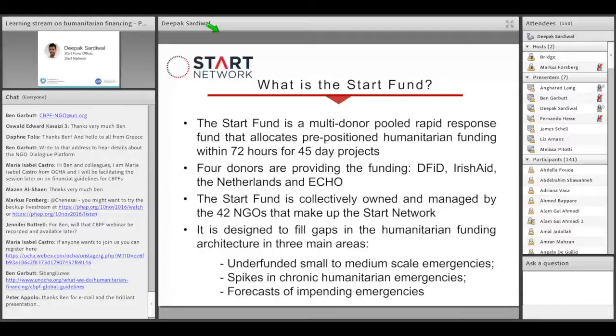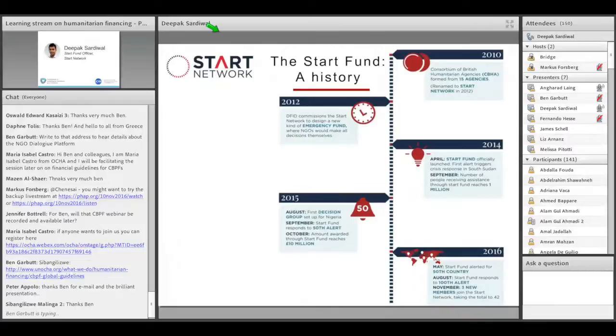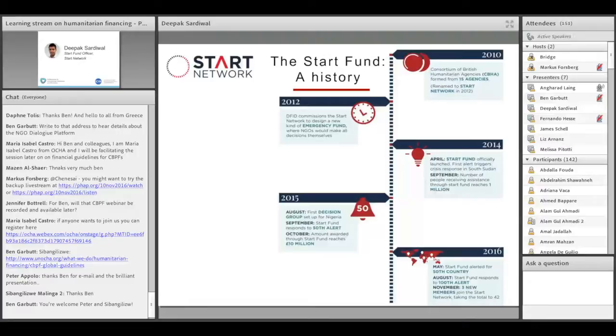Underfunded small to medium scale emergencies that often receive little funding. Spikes in chronic humanitarian emergencies, as all too often these situations do not receive attention or funding until many lives have already been lost. And the third type of crisis is forecasts of impending emergencies. This talks to the anticipation window, which aims to release funding in response to signals of a looming emergency to allow agencies to prepare and respond before the emergency hits. So this is very much a change to the traditional model of humanitarian response, which is reactive rather than proactive, where something bad must happen before resources are mobilized.